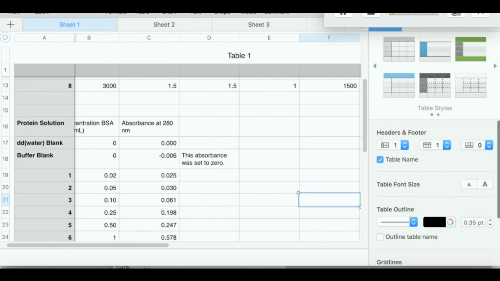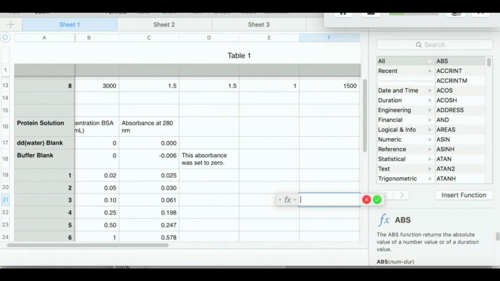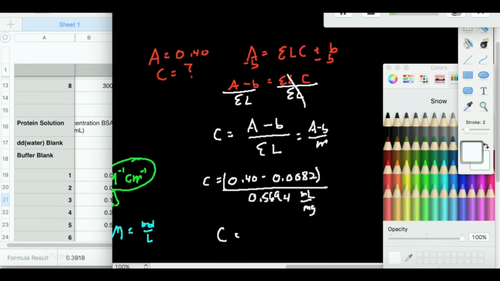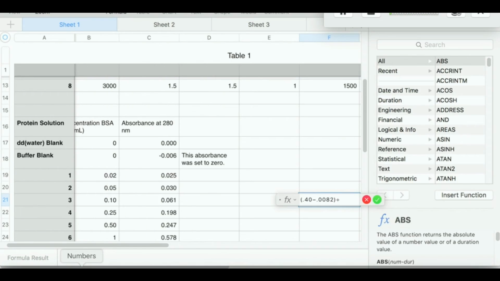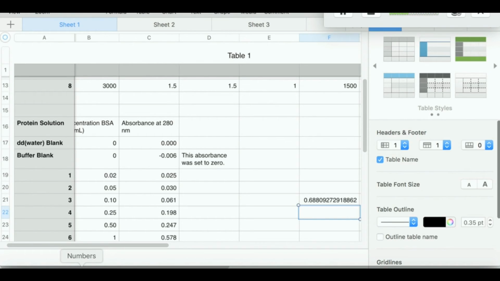So 0.4, let's just pick a random one. I'm going to program this. I'm going to say 0.40 minus the y-intercept, which is 0.0082, I believe. Close parentheses, and then I have to divide by that extinction coefficient. I am so bad at memorizing numbers. It's 0.5694. Divided by 0.5694. And my concentration is apparently 0.688. About 0.688.